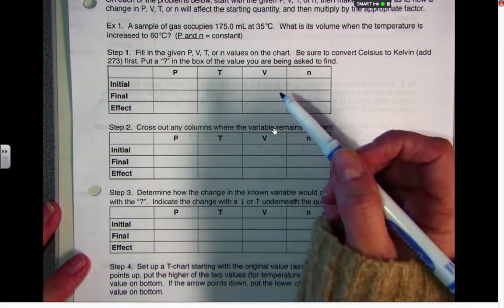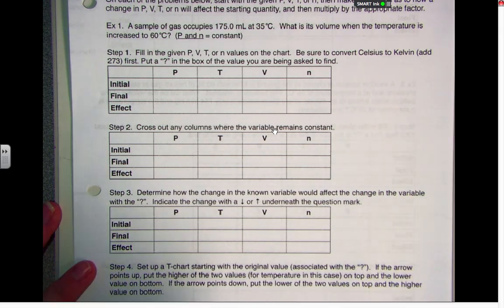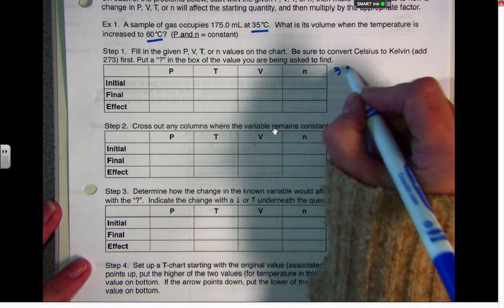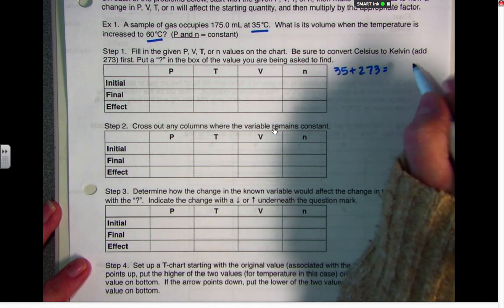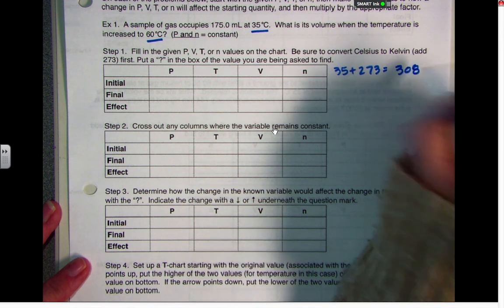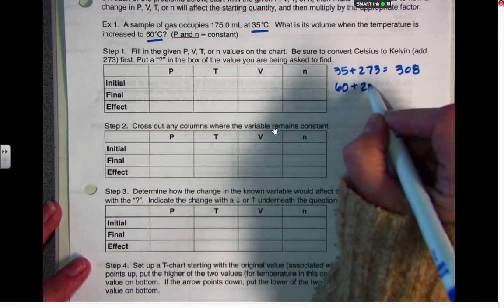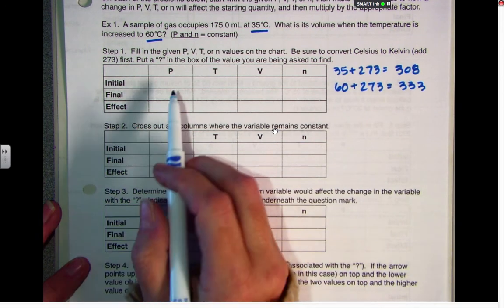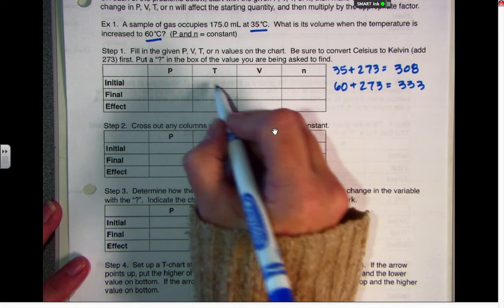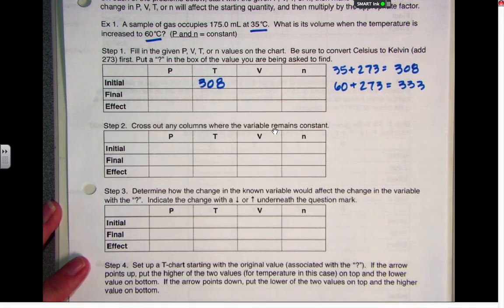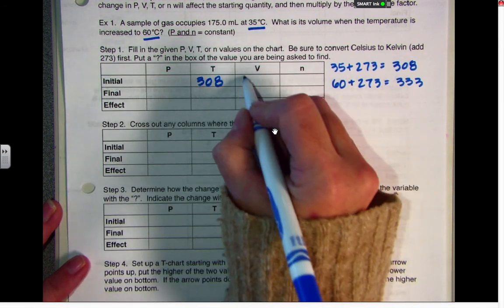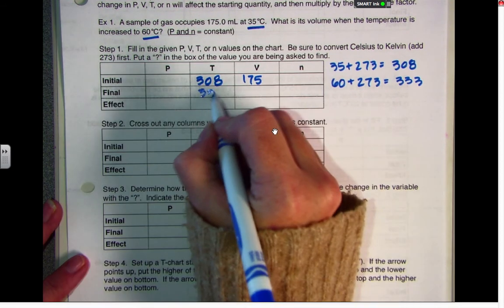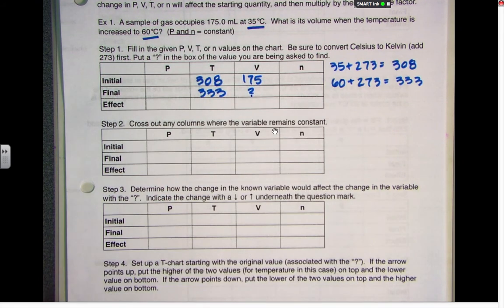So we are given a temperature of 35 degrees and a temperature of 60 degrees. 35 plus 273 gives us 308, and 60 plus 273 equals 333. So fill in the values. Our starting temperature is 308 Kelvin, and our starting volume is 175. Our ending temperature is 333, and we don't know what our ending volume is.